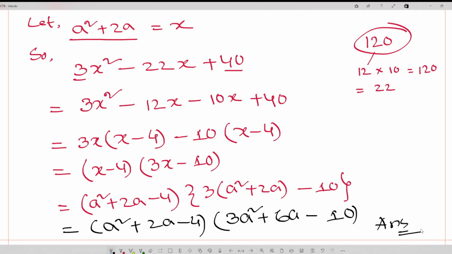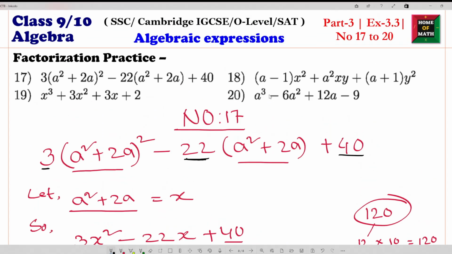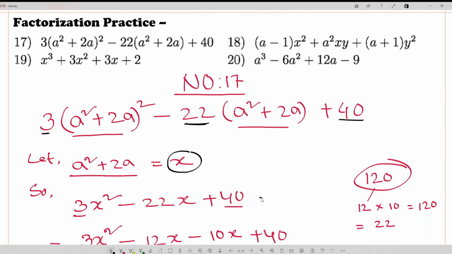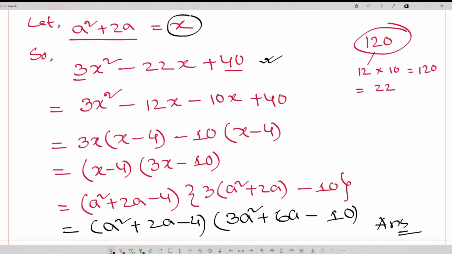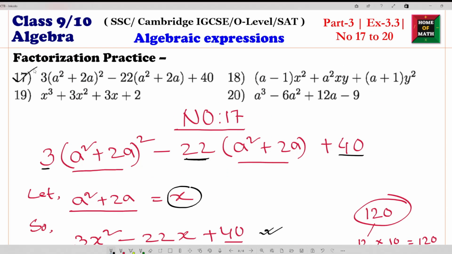I hope you cleared this one. This is a good thing: if you keep something like a² + 2a, you consider it x, and this is the best way. First we factor the middle term and then substitute back the value of x. So number 17 done. Now number 18.